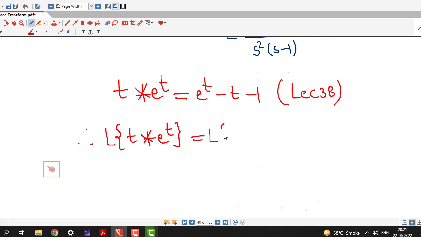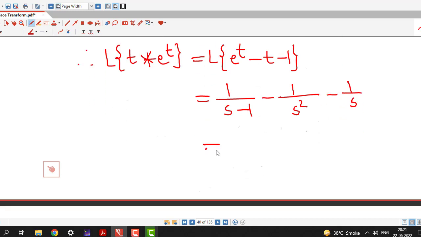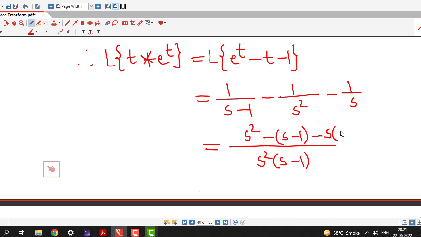This is equal to Laplace transform of e raised to t minus 1. Laplace transform of e raised to t is 1 upon s minus 1. Laplace transform of t is 1 by s square. Laplace transform of 1 is 1 by s. And we can take LCM as s square into s minus 1. So here we have to multiply by s square, here s minus 1, and here s times s minus 1.